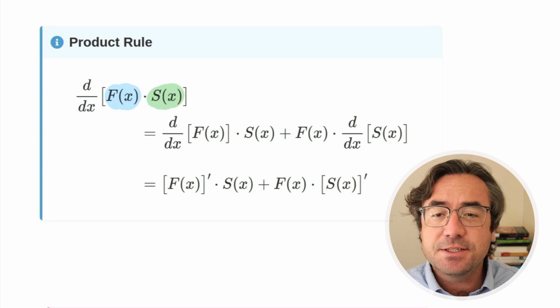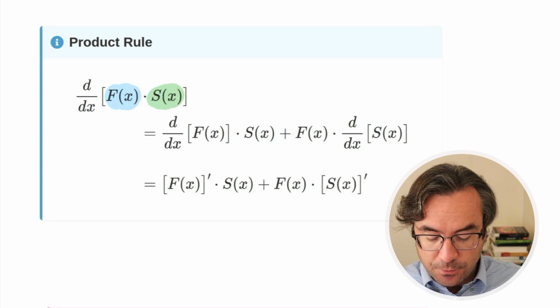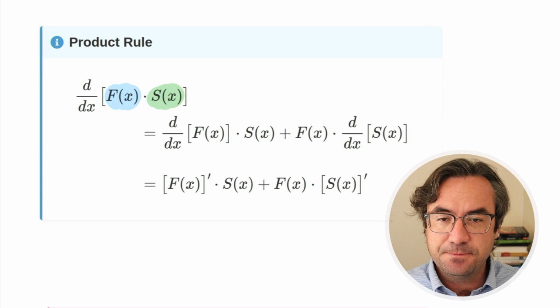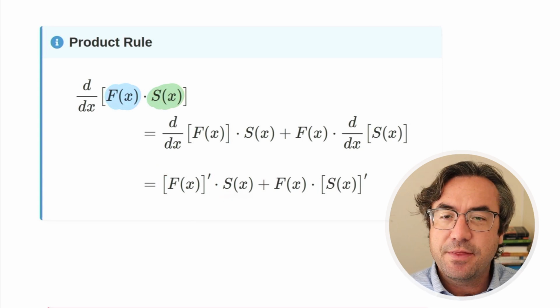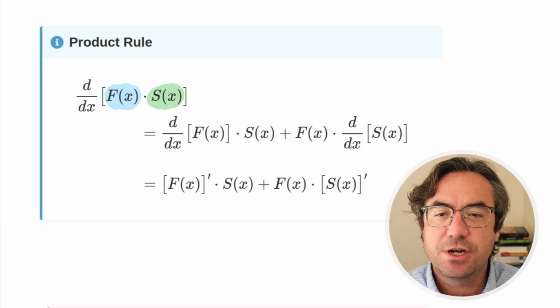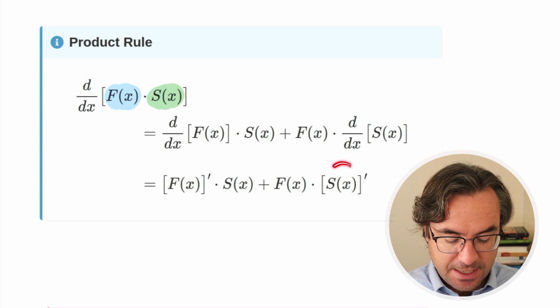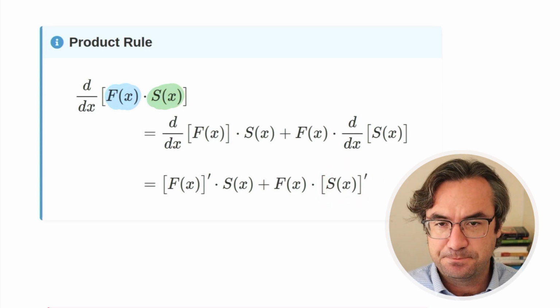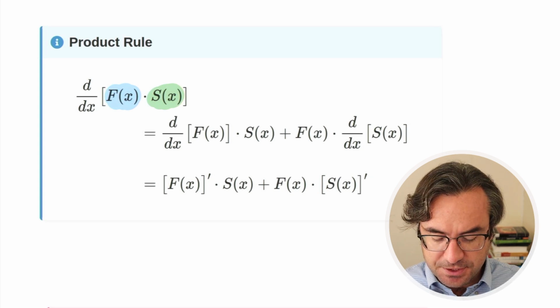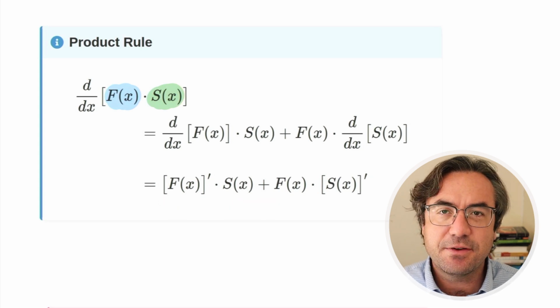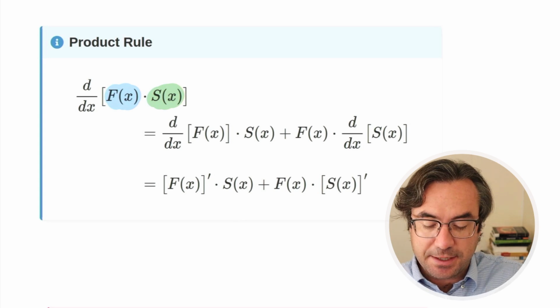So what the rule says is we differentiate just the first function, and then we multiply that by the unchanged version of our second function, plus the first function times the derivative of the second function. So this is the product rule. And at first glance, this probably isn't what you would expect.